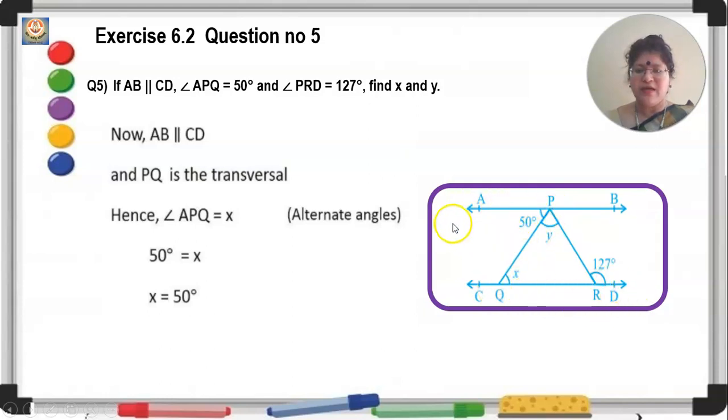Look at this, APQ and PQD. They form Z-shaped angles, so they are alternate angles. And alternate angles are congruent. So if this angle is 50, the measure of this angle X will also be 50 because they are alternate angles. So here it's mentioned it is 50. It's very important that you give the reason that they are alternate angles.